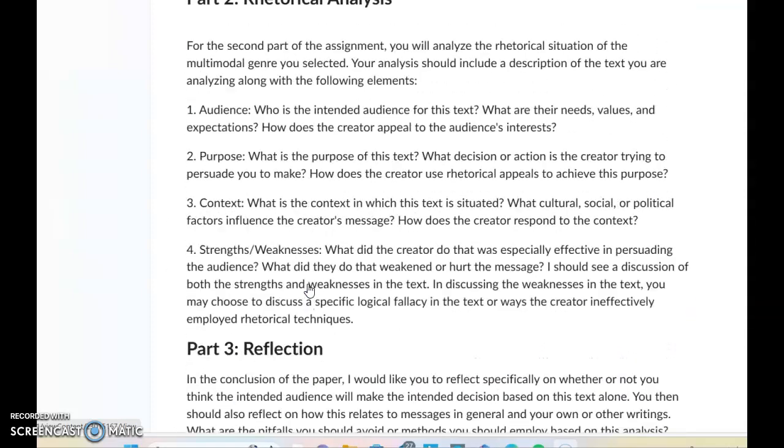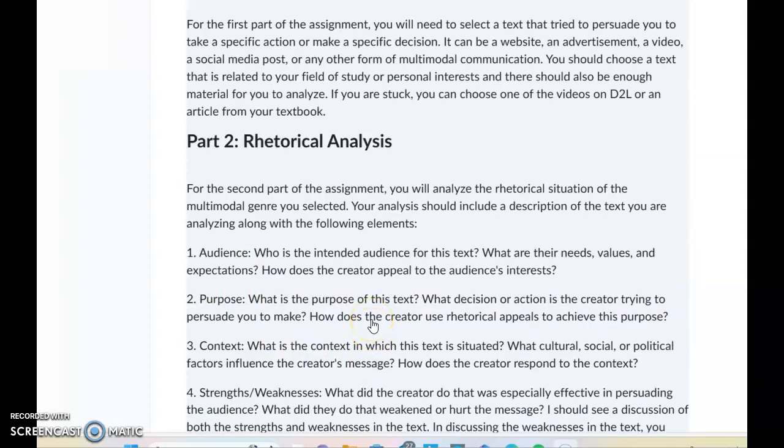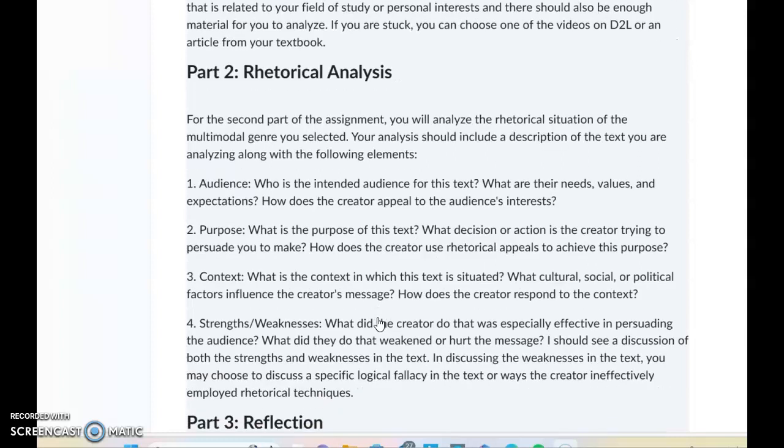So just look at what is the decision they're trying to get you to make, and then touch on these different things: the audience, the purpose, the context in which it's created, the strengths and weaknesses, and of course, how they're using ethos, pathos, and logos. And I should see all of those specifically touched on in there.